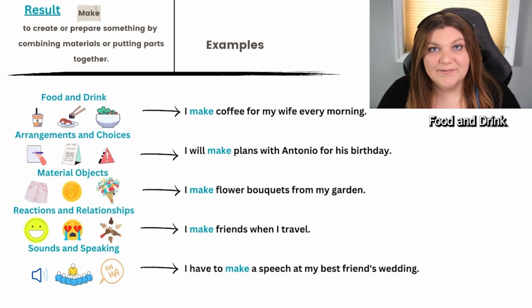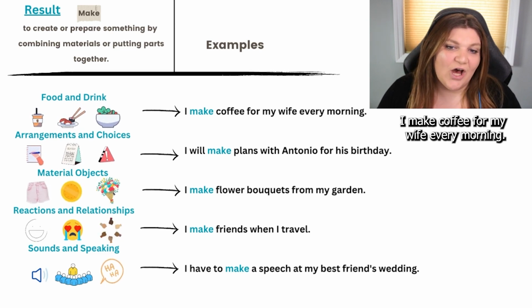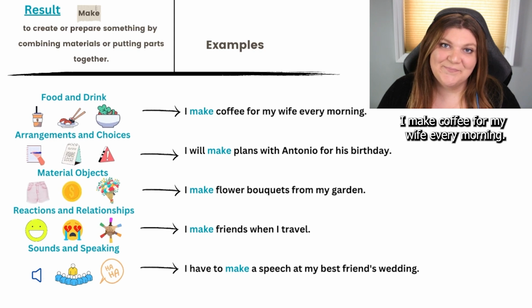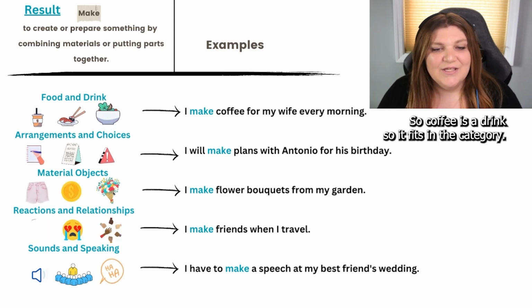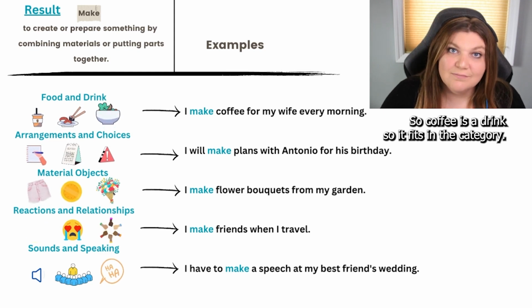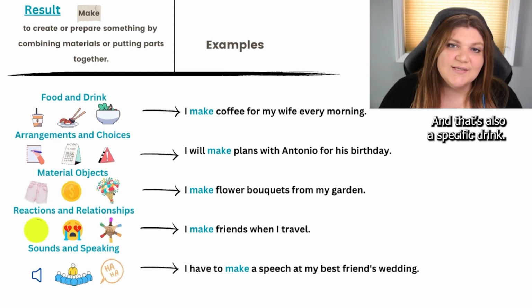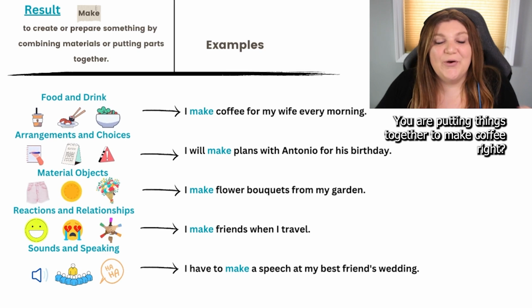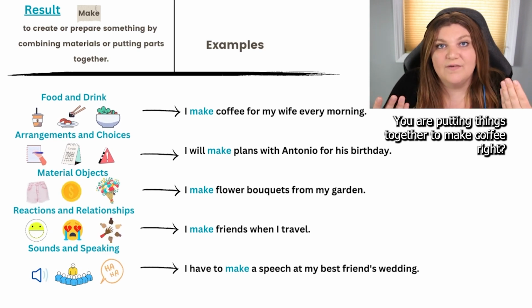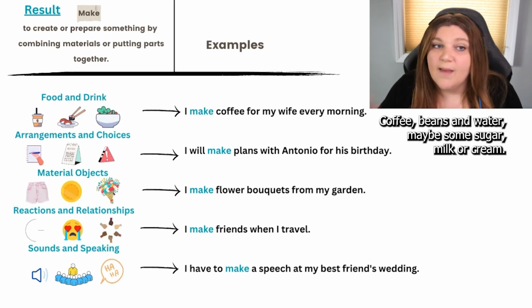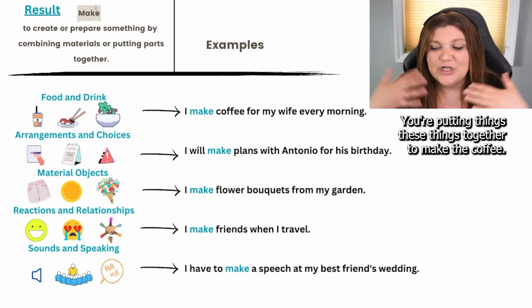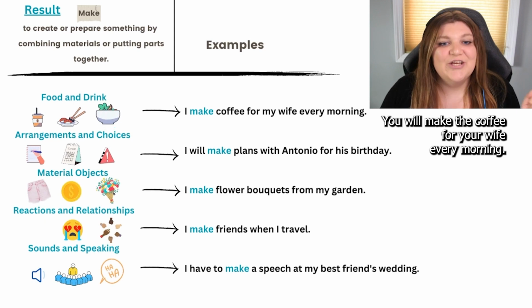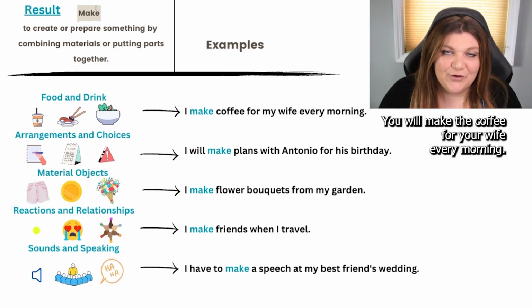Food and drink. I make coffee for my wife every morning. So coffee is a drink, so it fits in the category. And it's also a specific drink. You are putting things together to make coffee, right? Coffee beans and water, maybe some sugar, milk, or cream. You're putting these things together to make the coffee, okay? You will make the coffee for your wife every morning.